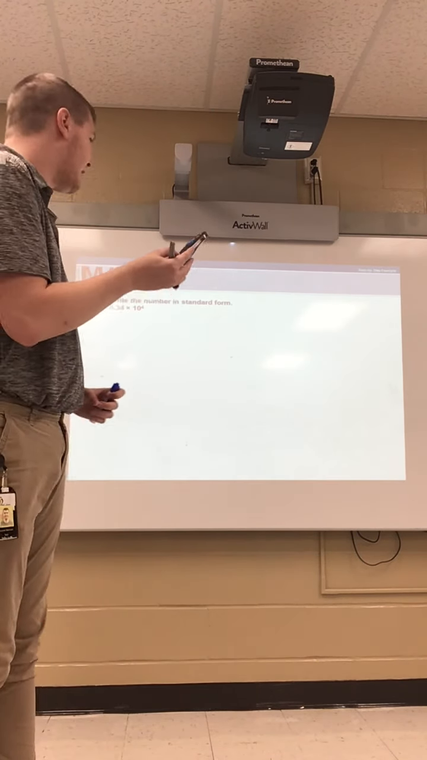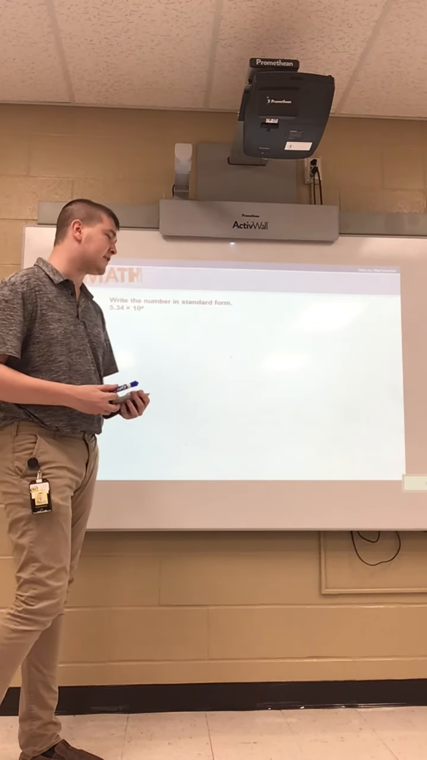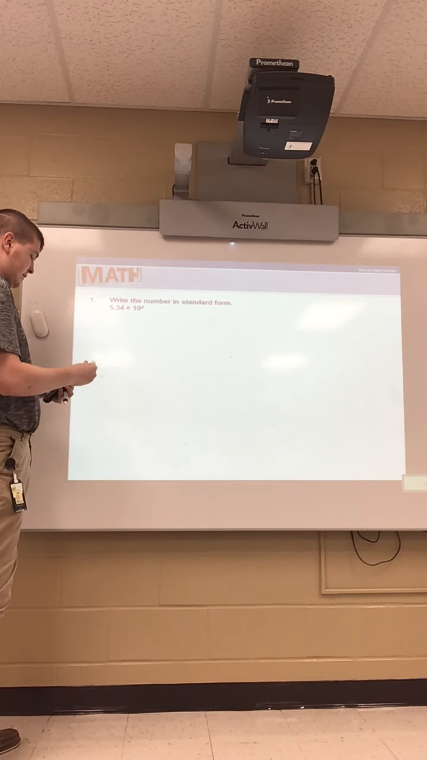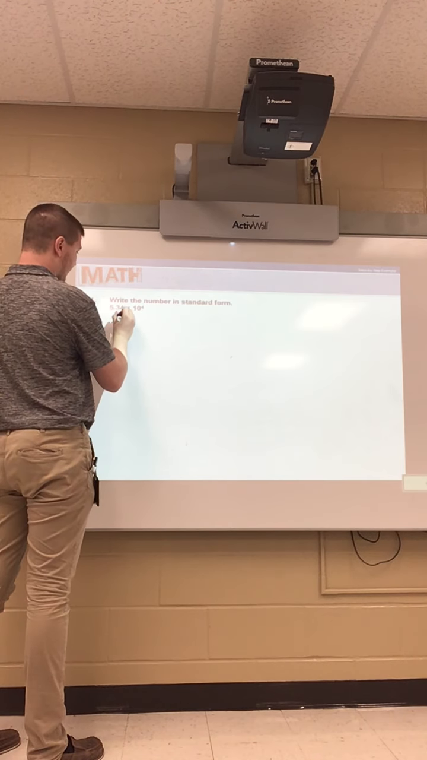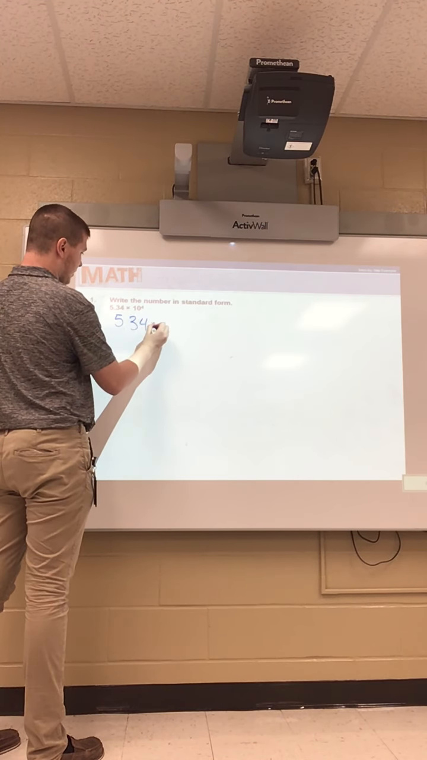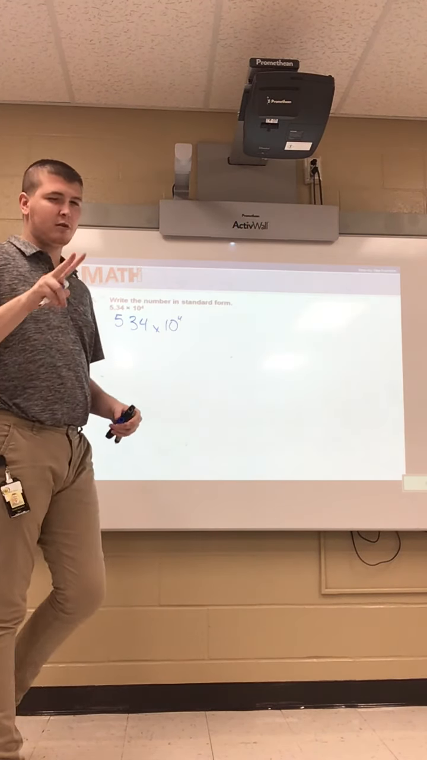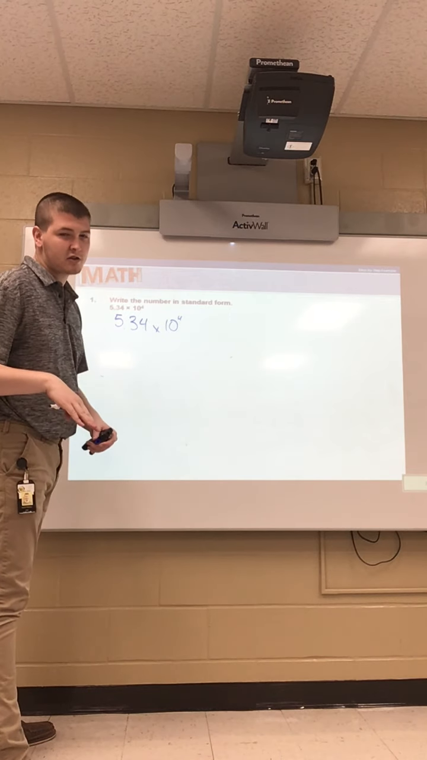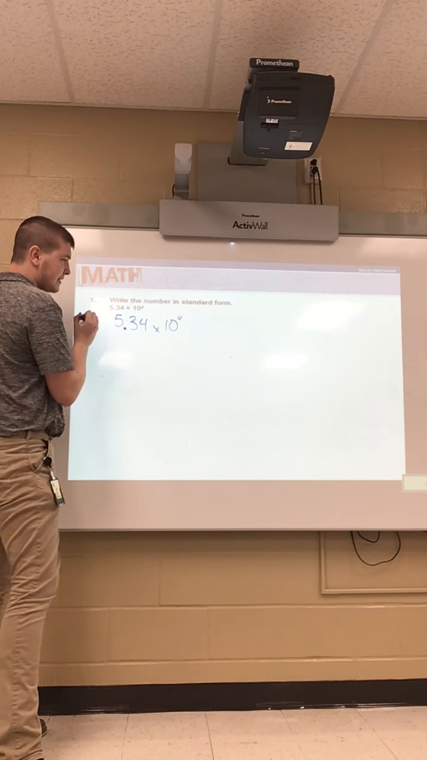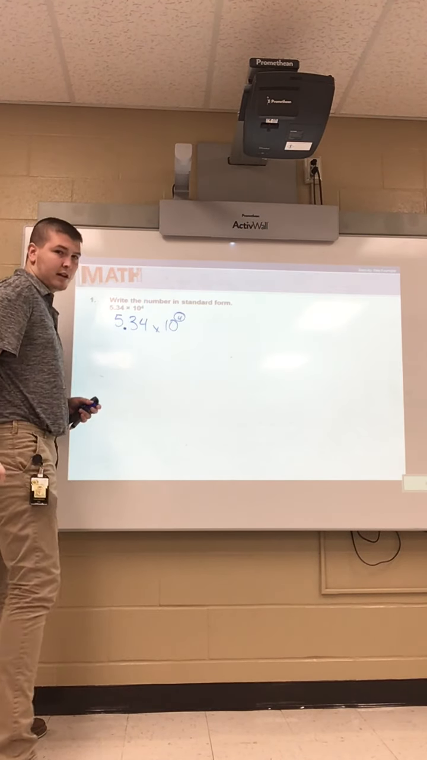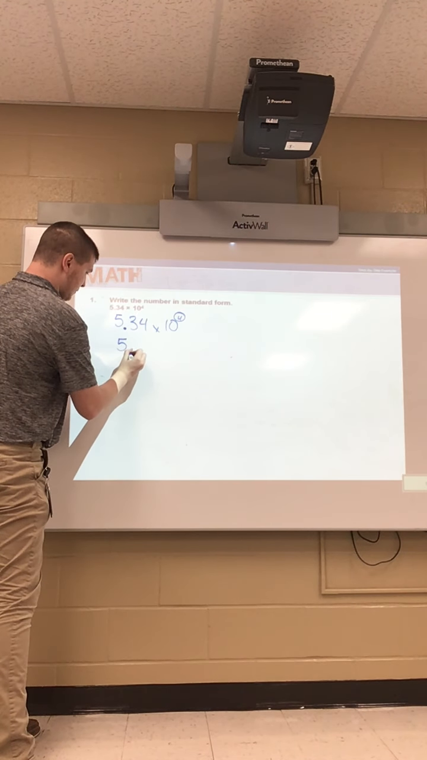Going from scientific notation and putting it into standard form is really, really easy, I think. So we have 5.34 times 10 to the 4th. There are two things you always need to look at when turning scientific notation into standard form: where our decimal is, and what number our exponent is. For instance, 5.34.